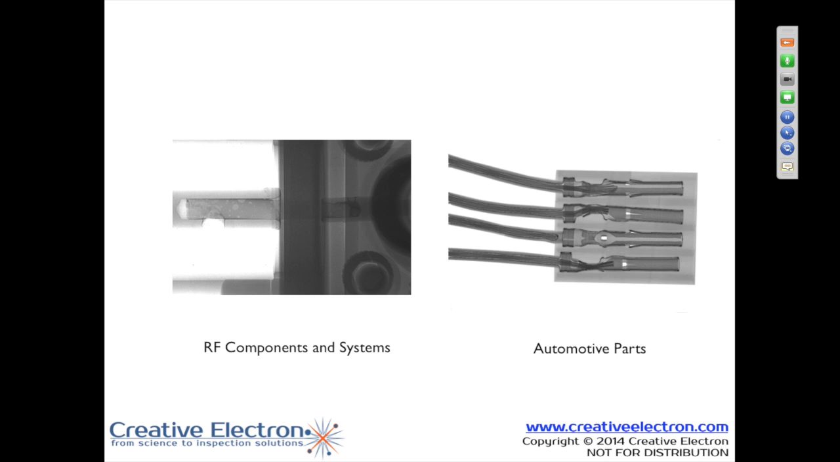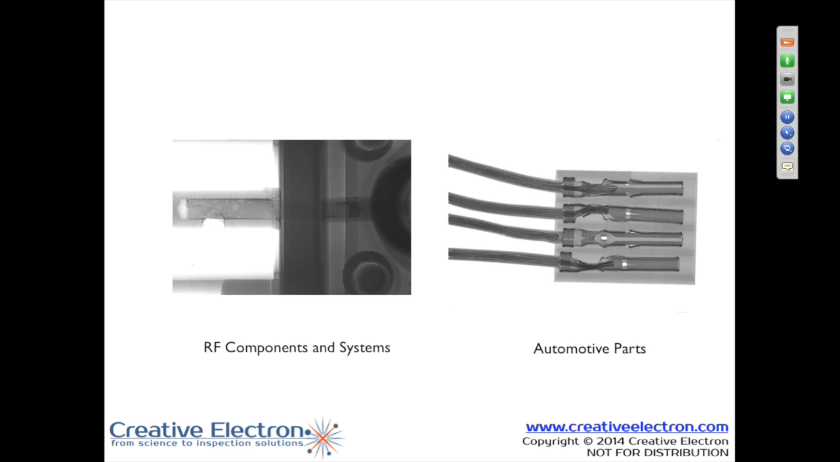For RF components and systems, essentially X-rays look through the product. As we get later into the presentation, I'll explain why and how that works. But essentially, you're looking all the way through the product. So if you have heavy heat shields or RF shields, typically X-ray is not an issue. You can actually throw the part in.